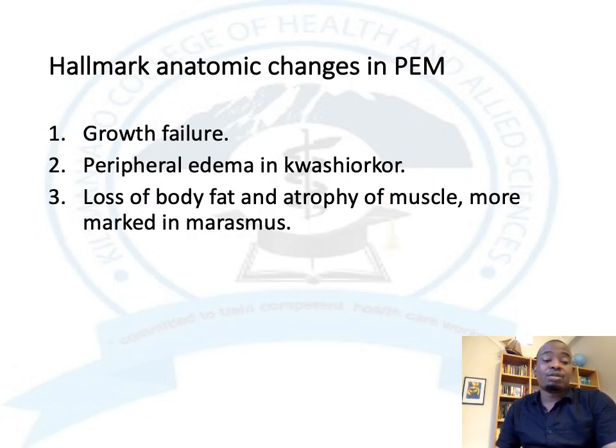Hallmarks of anatomical changes in protein energy malnutrition. First of all, what are you going to see as manifestations? First of all, you will see growth failure. You will see peripheral edema in kwashiorkor. You will see loss of body fat and atrophy of muscle, more marked in marasmus.